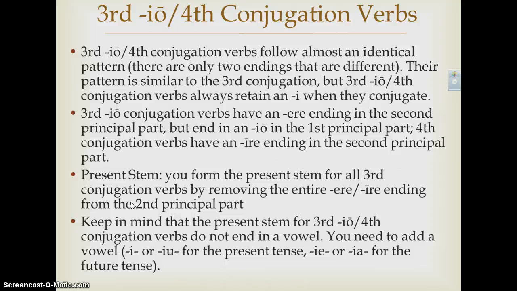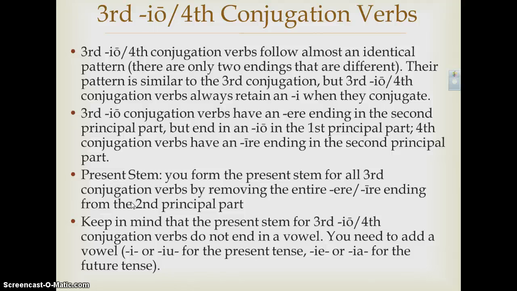Okay, so a couple things to know about the third IO and fourth conjugations. They are almost identical to each other. In fact, there are only two times in which their endings are going to be different from one another. One of which we'll learn in this lesson, one of which we'll learn when we learn passives. Their pattern is similar to the third conjugation pattern, but third IOs and fourths retain their I when they conjugate. I'll show you what that means on the next slide.